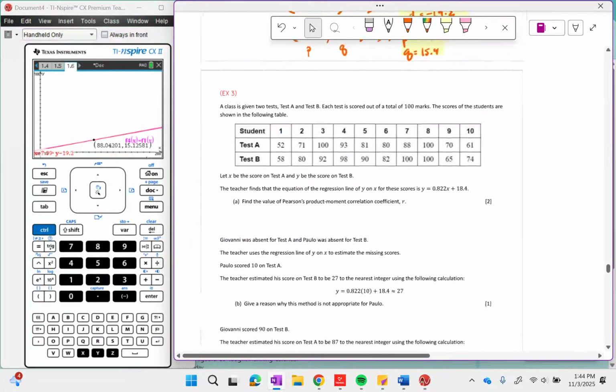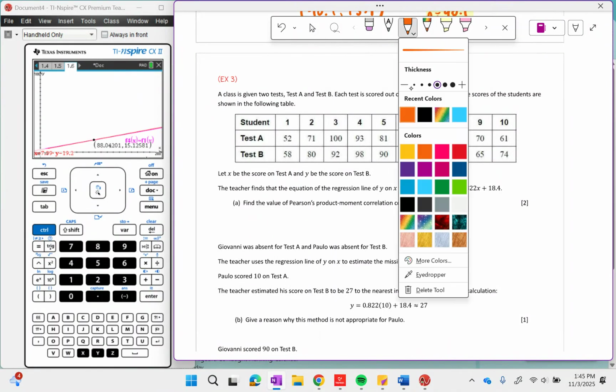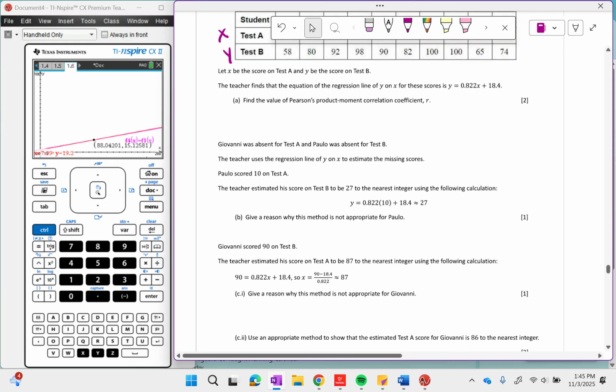All right, let's go to example 3. So a class is given 2 tests, test A and test B. Each test is scored out of a total of 100 marks. The scores of the students are shown in the following table. All right, this looks like it's about to get real hairy. So I'm going to label this as my X and this is my Y. How do I know it's real hairy? It's just a whole page.